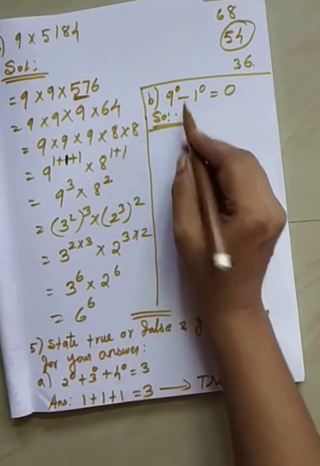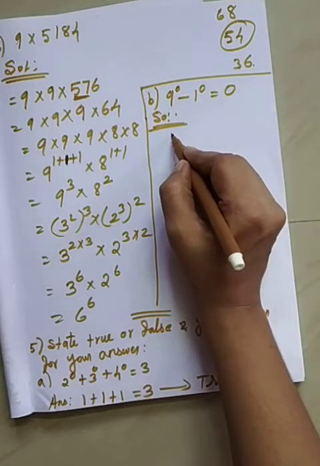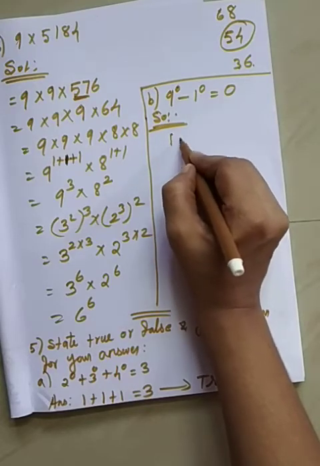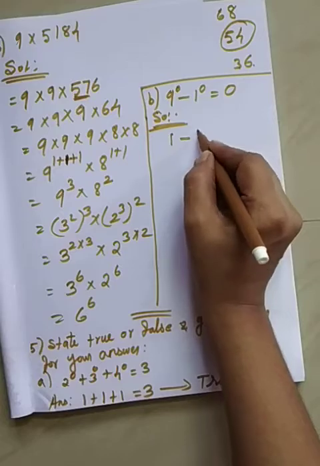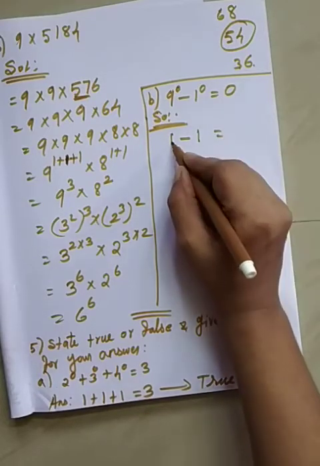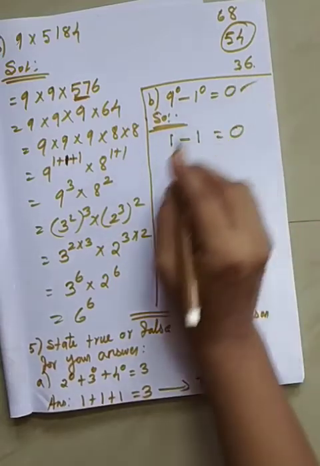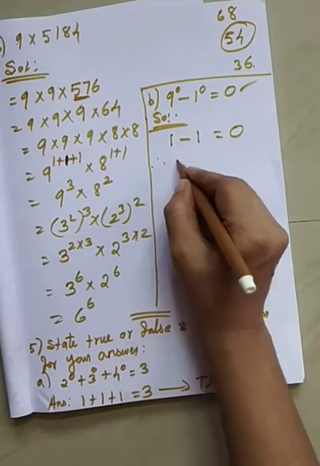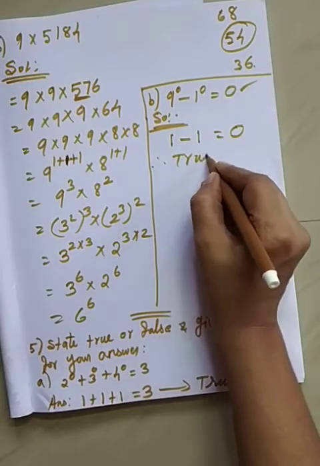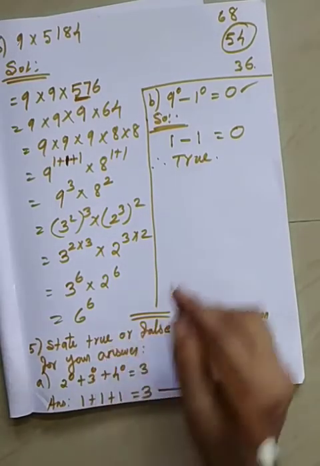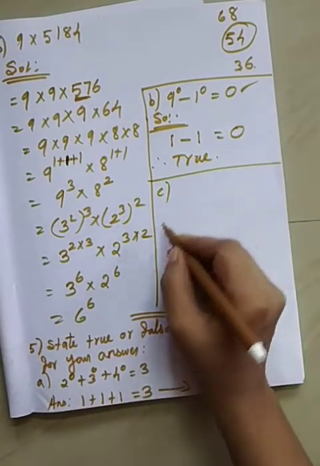Okay. Solution. Anything power 0, the value is what? 1. Minus anything power 0, the value is 1. See here, 1 minus 1, what is that answer? 0. So your answer is right. So we can say the given statement is true. Okay. See the next one.